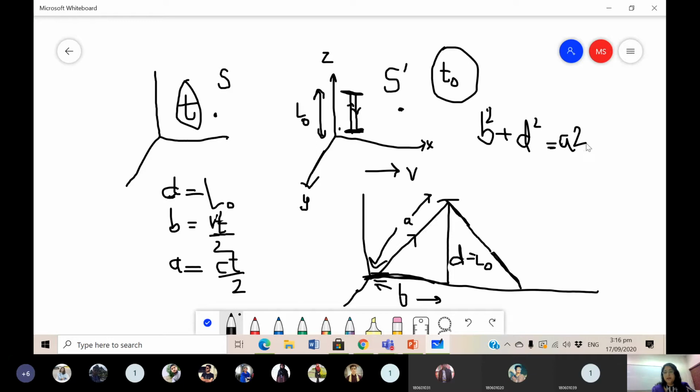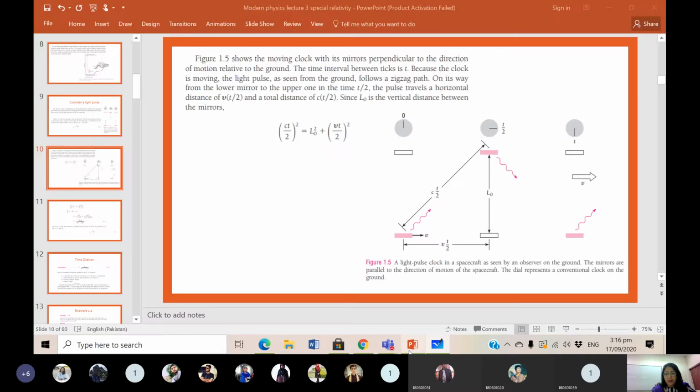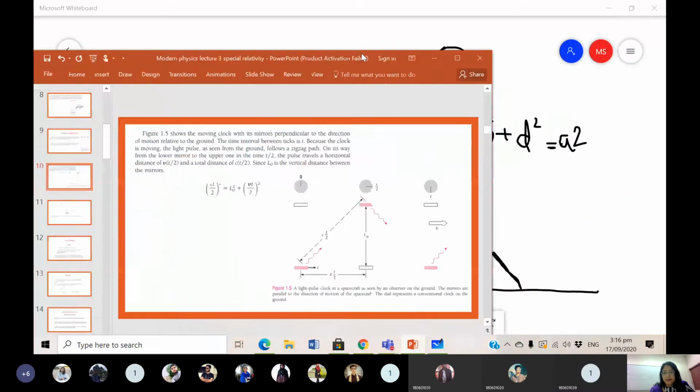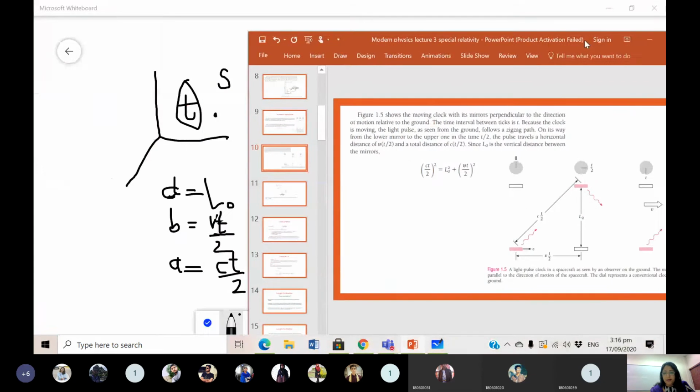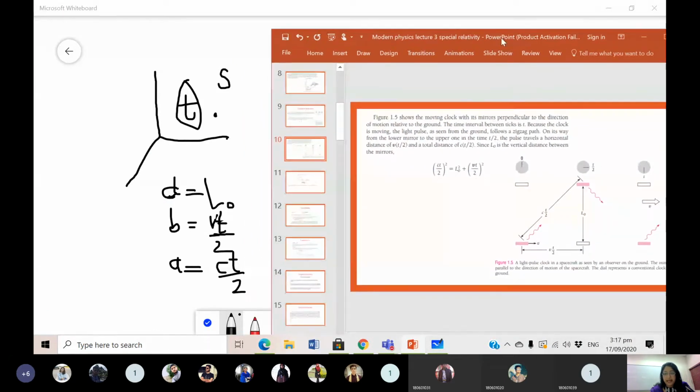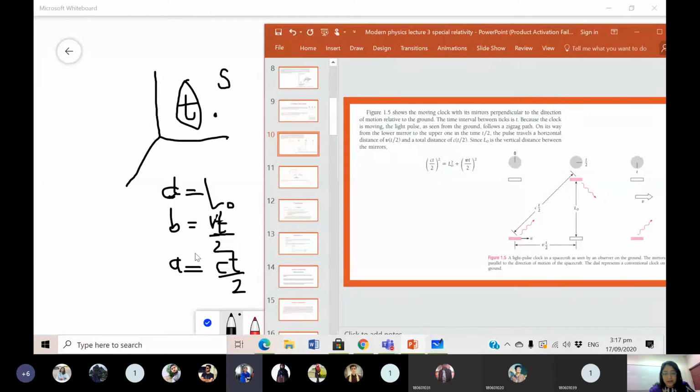Yeah? So now if I open the PowerPoint again, this is our B, which is this one. So B squared, this thing. Can you see both things at the same time? The whiteboard and the PowerPoint, right? Okay. Yes, sir. Okay. And then this is our D squared. So we said that A squared is going to be equal to B squared plus D squared.